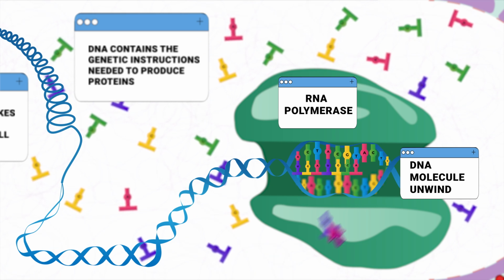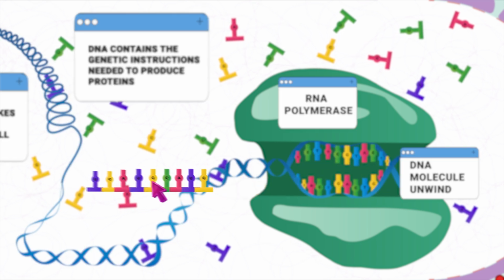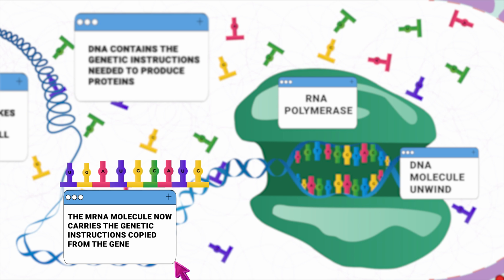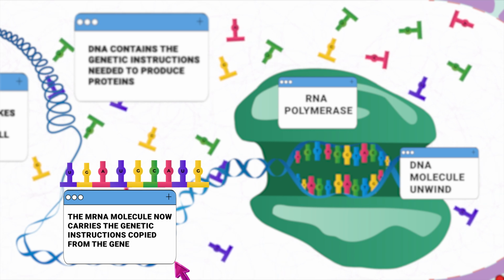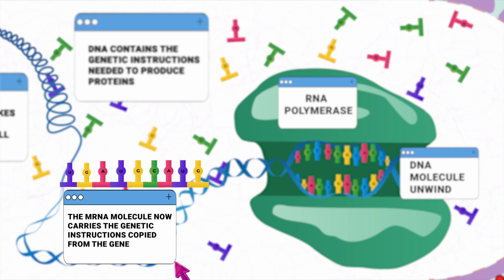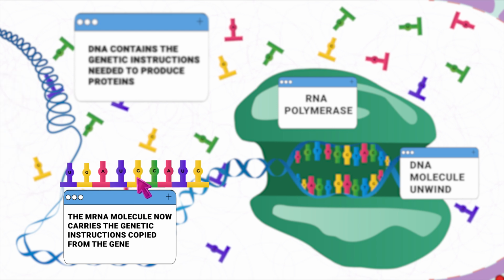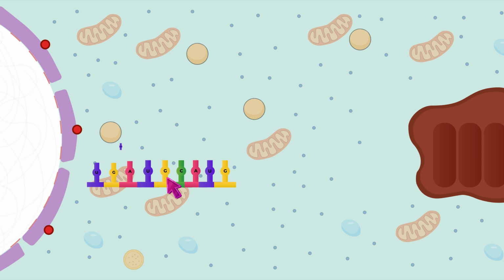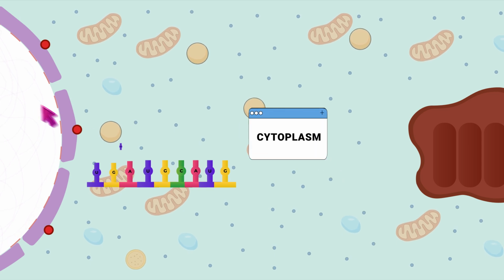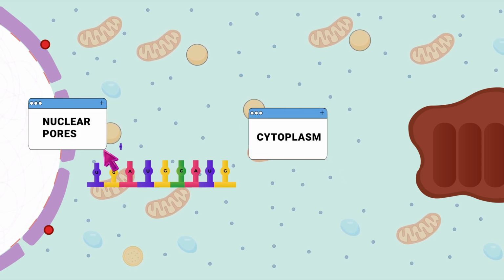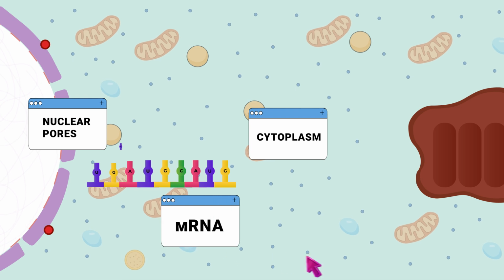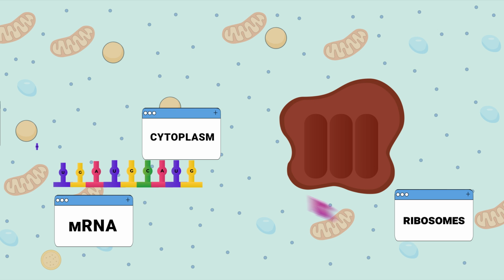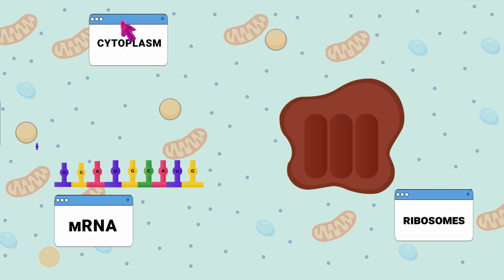Once the entire gene has been copied, the newly formed mRNA molecule detaches from the DNA. The mRNA molecule now carries the genetic instructions copied from the gene. Because it is smaller and more mobile than DNA, the mRNA can leave the nucleus through nuclear pores and travel into the cytoplasm. And this movement is essential, because the next stage of protein synthesis happens outside the nucleus. Once the messenger RNA reaches the cytoplasm, it interacts with specialized structures called ribosomes. This is where the second stage of protein synthesis begins.